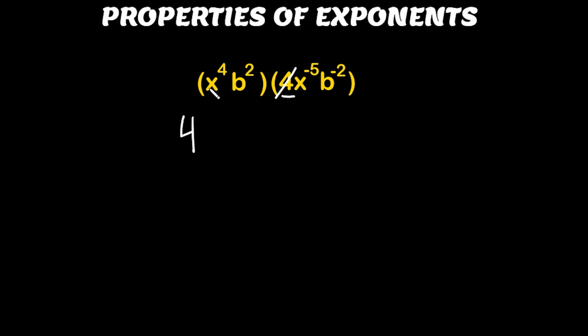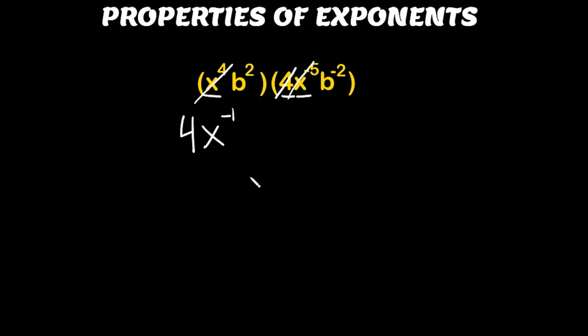Now I'm going to start with my x variable, going left to right. I have x to the 4th power and x to the negative 5th power, and this is multiplication. So again, this goes back to a product of powers. If I have the same base and I'm multiplying, I can add the exponents. So what I'm going to do here is 4 plus a negative 5. That gives me negative 1. So I end up with x to the negative 1. And now that I combined them, I'm going to go ahead and cross them out so I know I'm done.